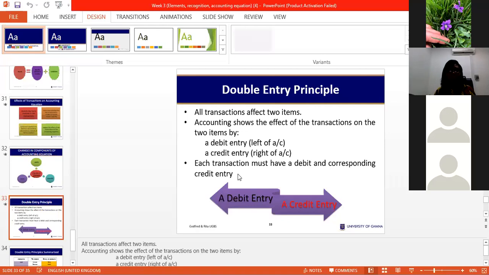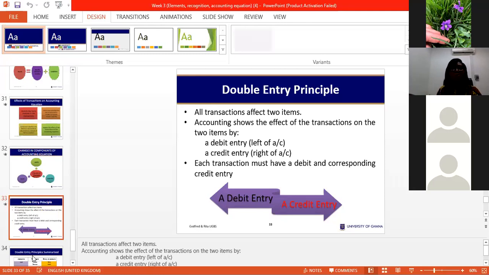Every transaction must have a debit and a corresponding credit entry. That is a basic rule in accounting. That's what we refer to as the double entry principle. You enter the transactions twice. Why? Because the two items affected will have to show the effect of the transaction. So you enter it twice.